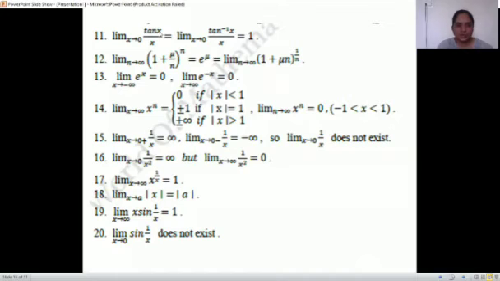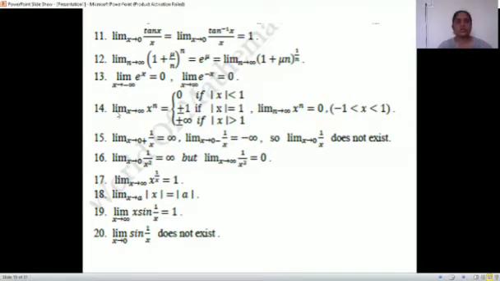Next, limit x tends to 0 tan x upon x is same as tan inverse x upon x, and both the values as x tends to 0 is 1. Limit n tends to infinity (1 plus x, we can write x or mu, whatever, by n) bracket raised to n is e raised to mu, and it is same as limit n tends to infinity (1 plus mu n) bracket raised to 1 by n. Next, limit x tends to minus infinity e raised to x is 0, and limit x tends to infinity e raised to minus x is also 0.